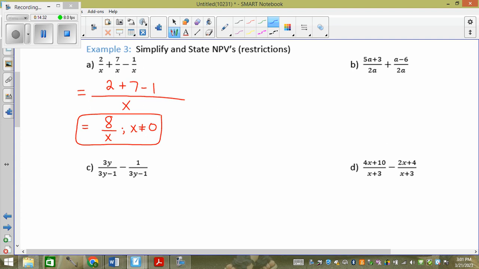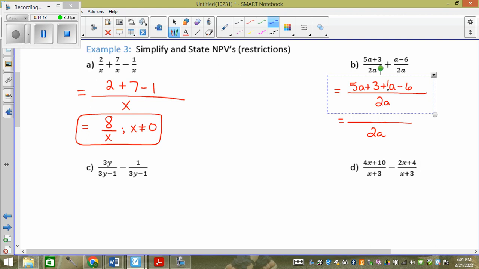B is all over 2a. So I get 5a plus 3 plus a minus 6. Now I collect my terms. 5a plus 1a is 6a, and then 3 minus 6 is negative 3. Now I can take a 3 out of both of those, so I can write it as 3 times 2a minus 1 over 2a.